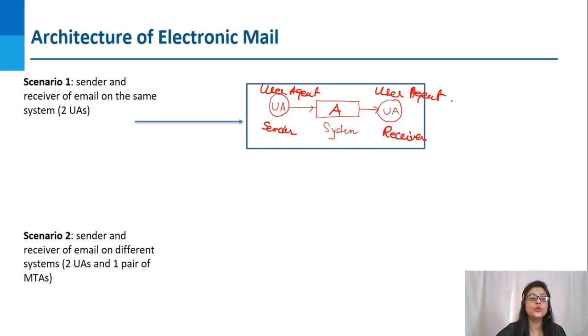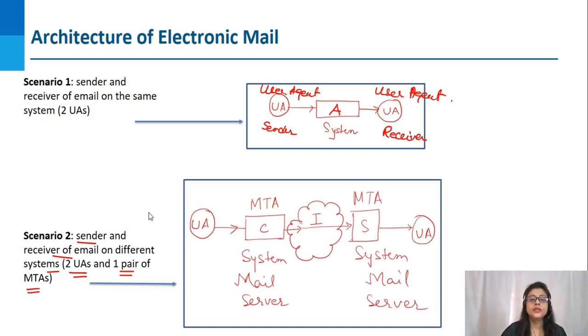Let's understand scenario 2. Here, the sender and the receiver of email are on different systems. So here we will need 2 user agents and 1 pair of MTAs or message transfer agent. So here we can see that there is a system A and there is another system B. Let's say this is the system mail server of A, which is a client. We can see this is a client and this is the server. It is having another system mail server.